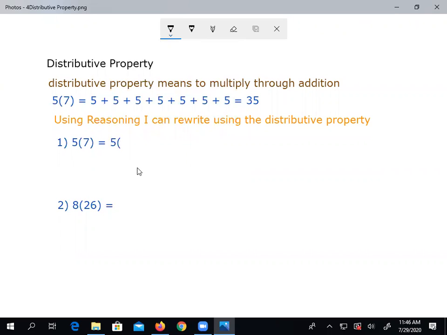The distributive property means to multiply through addition. So the distributive property has to have two operations present. It has to have multiplication and it has to have addition.